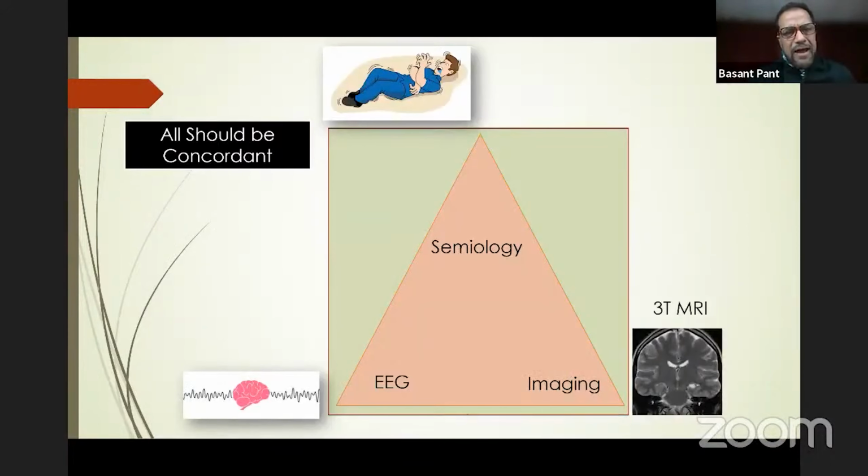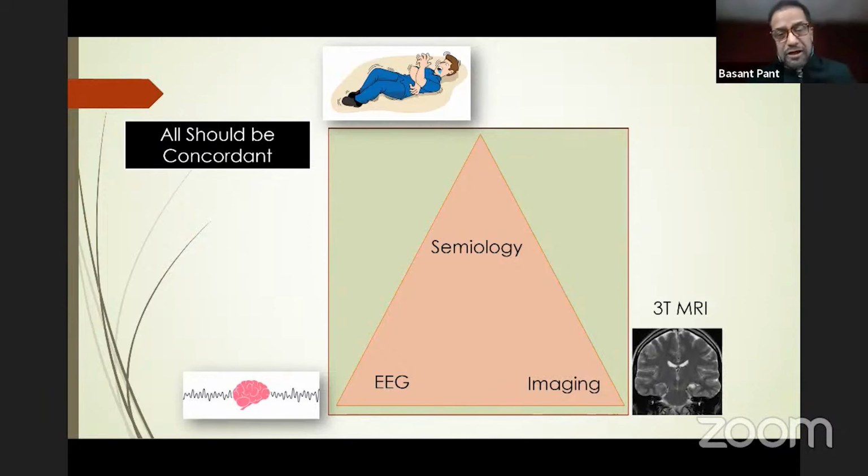So once you have the semiology, once you have a 3 Tesla MRI, good imaging where you see that there is a sclerosis or a focal cortical dysplasia or something, and the EEG also tells us, then you create a triangle, and if all guide you to the same point, let's say in this case, left hippocampus. If the left hippocampus is sclerosed, the semiology is left hippocampal, and the EEG is also showing left hippocampus, then you can very, very safely take the patient for surgery without any further investigation.